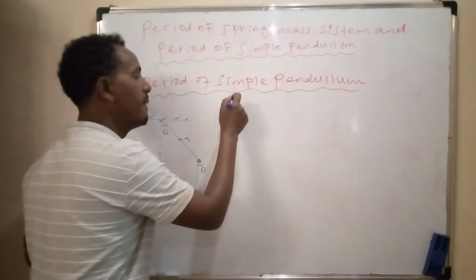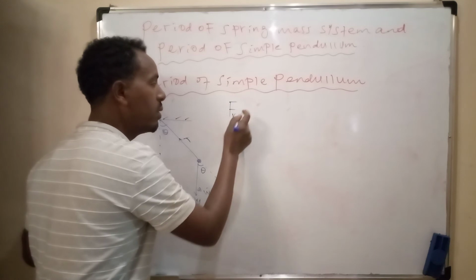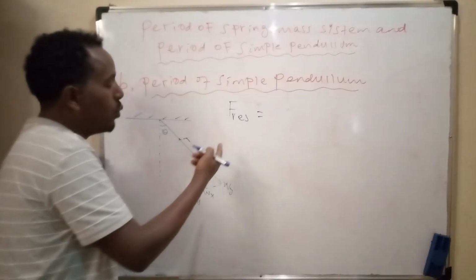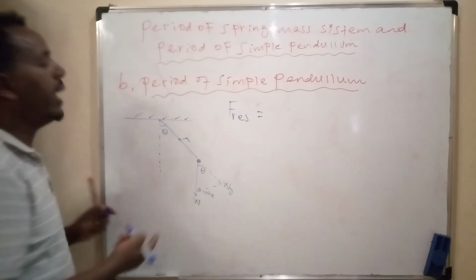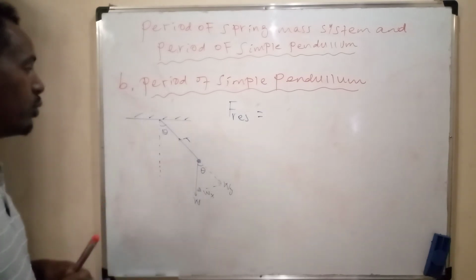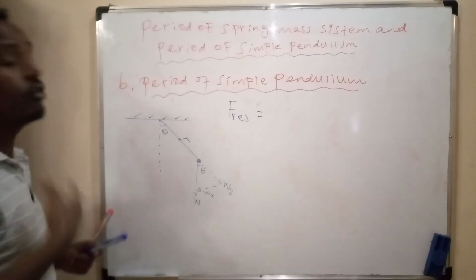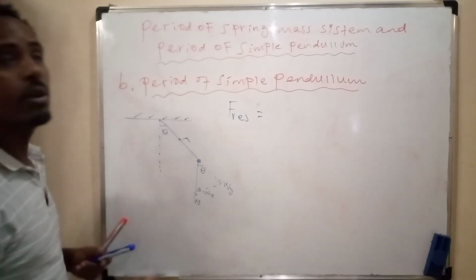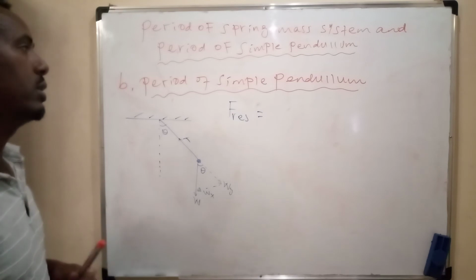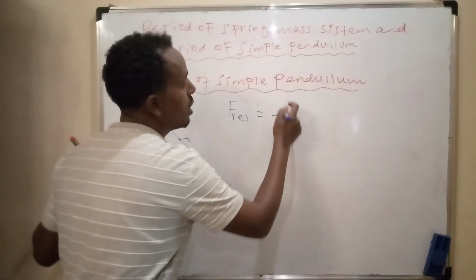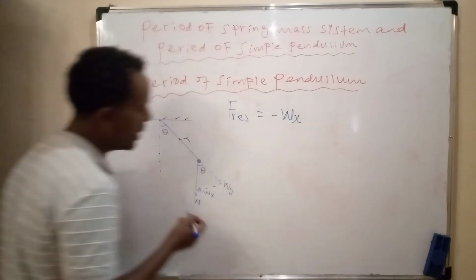So restoring force produces oscillation. Due to the presence of restoring force, oscillation of any oscillating body can be produced, because restoring force always acts in the opposite direction to the direction of motion. The direction of motion is equal to minus W sine theta.